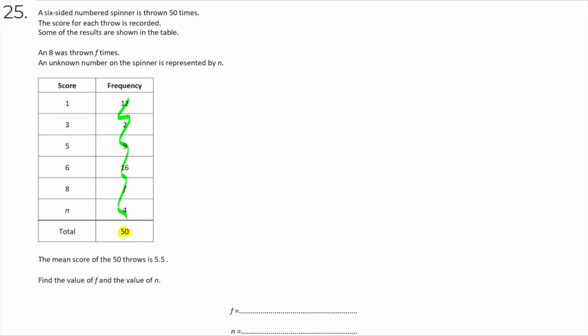So given that 12 plus 2 plus 9 plus 16 plus F plus 4 is equal to 50, those numbers added up, 12 plus 2 plus 9 plus 16 plus 4, add up to 43. So F plus 43 is equal to 50, and therefore F is going to be 7, isn't it? So that's 7 in there.